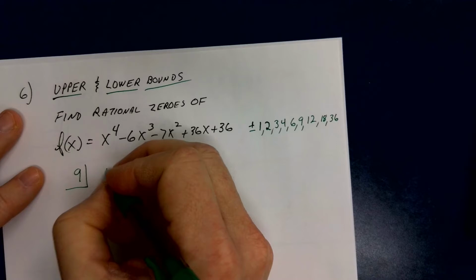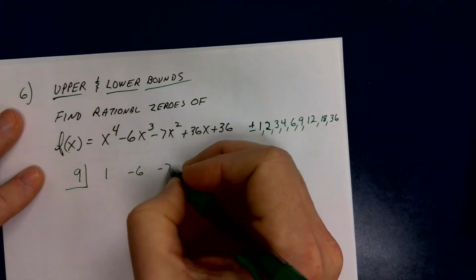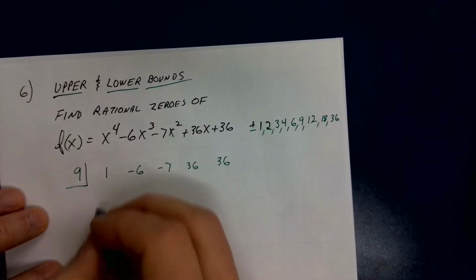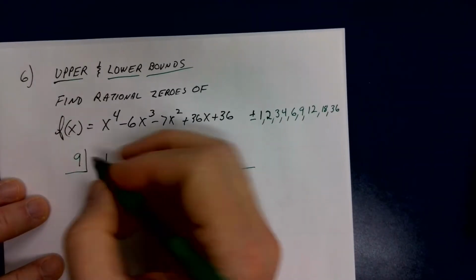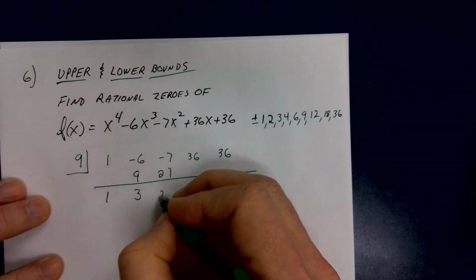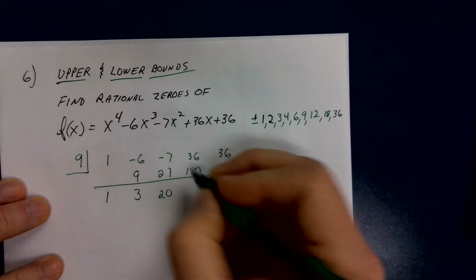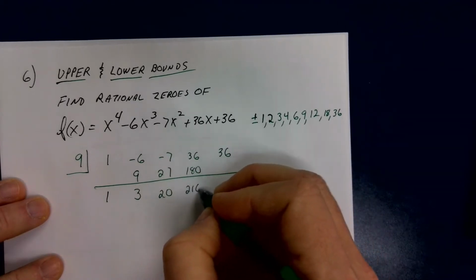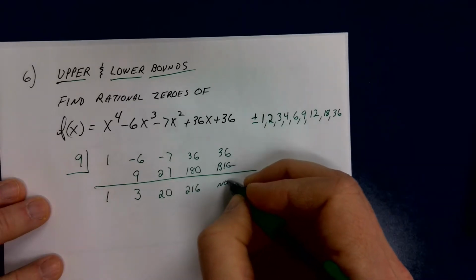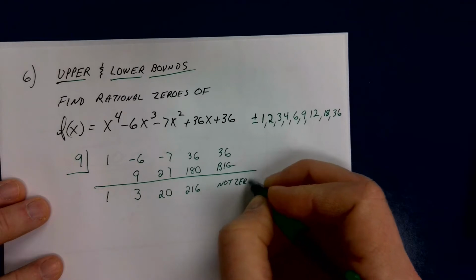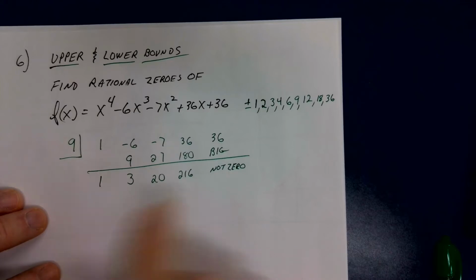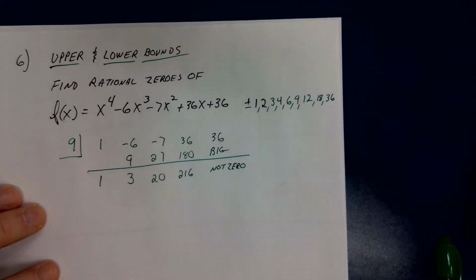Okay, so 1, negative 6, negative 7, 36, and 36. Do the math. 1, 9, 3, 27, 20, 180, 216, big number, not 0. Okay, I don't care anymore. Once the numbers start getting so big that you know you can't get it, you don't have to worry about it. Poof, you can ignore that.